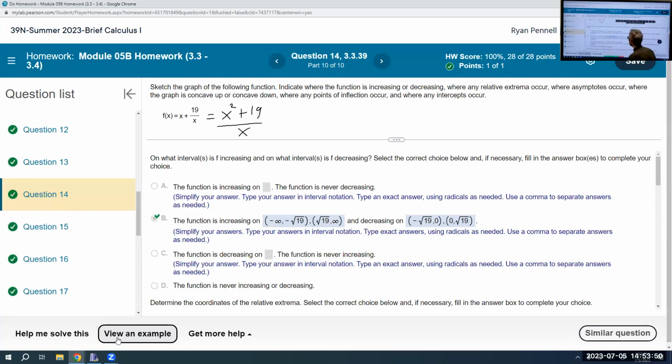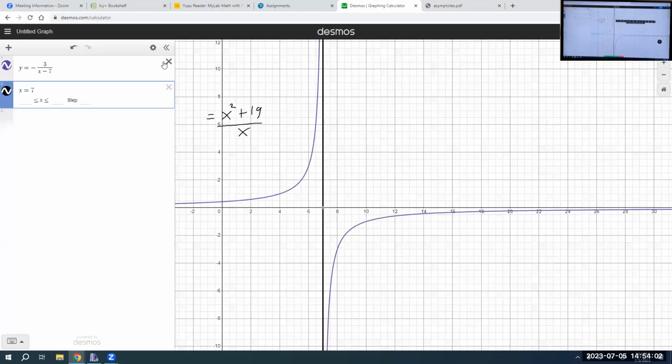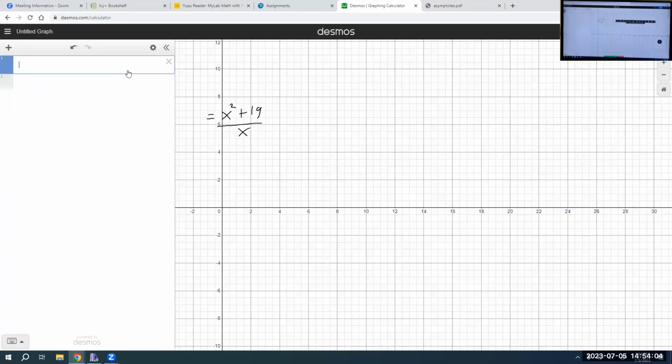On what interval is f increasing, decreasing? Okay, let's graph it and see what it looks like. X plus 19. Sorry for all the flipping, but that's the only way I know how to do it. Plus 19.